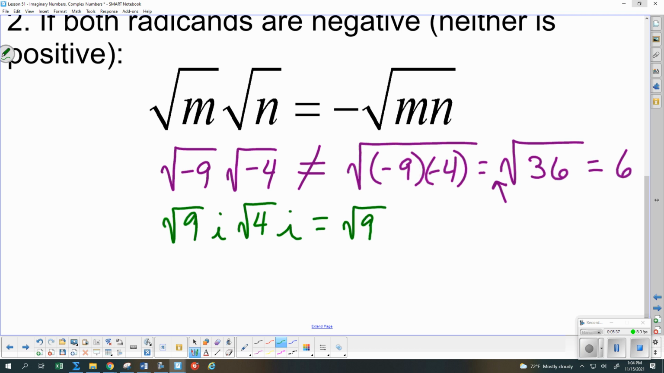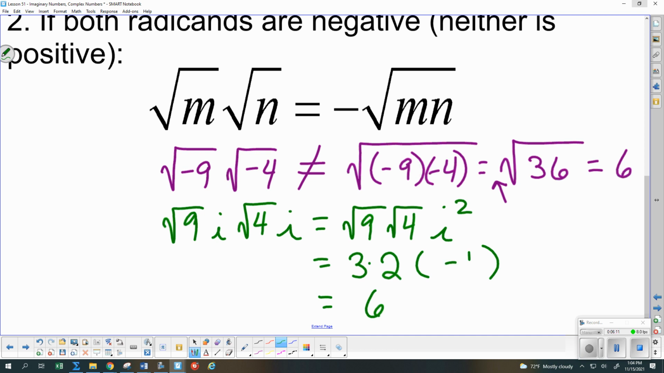Then I can group that as root 9 times root 4 times i times i. So I have 3 times 2, which is 6. What's i squared? How do we define i? What is i squared? What's it going to be, Mateo? Square root of negative 1 is i. What is i times i? What's the equivalent form to that I had you write down? Come on. Negative 1. i squared is negative 1. So I have 6 times negative 1. Negative 6 is the correct answer.